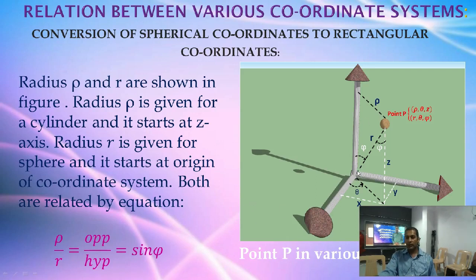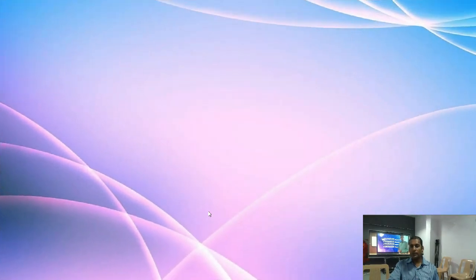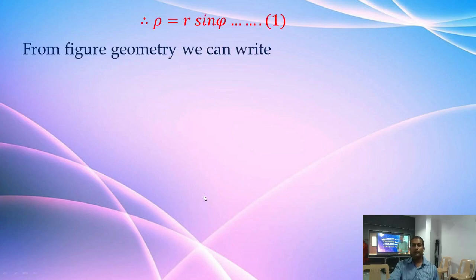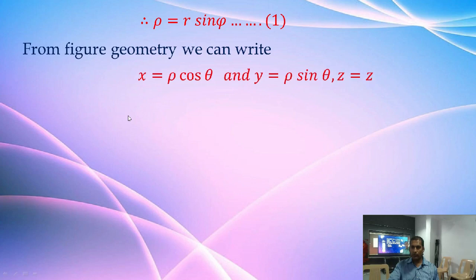So for this diagram, if we apply trigonometric rules, we can have rho by r equal to opposite by hypotenuse, which is equal to sine of phi. There is a basic relation using which we can derive further relations between the conversion of different coordinate systems. So from that we can say that rho is equal to r sine phi. In a few books this angle may be given as theta. So from the geometry of the figure we can say x is equal to rho cos theta and y is equal to rho sine theta. Z is unchanged. Height z is the same.